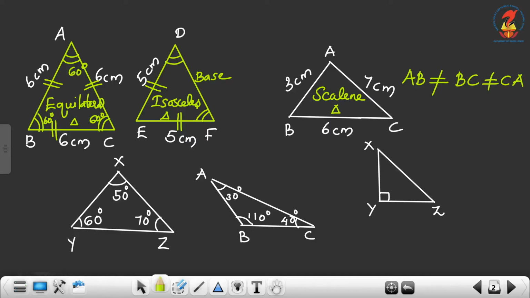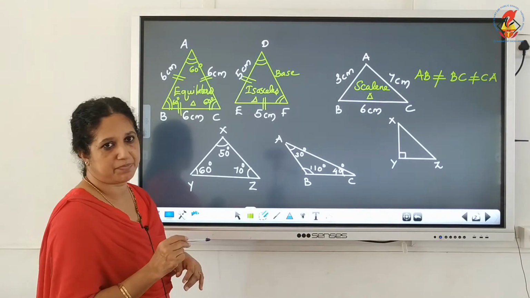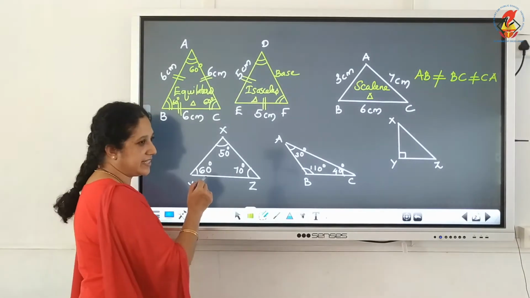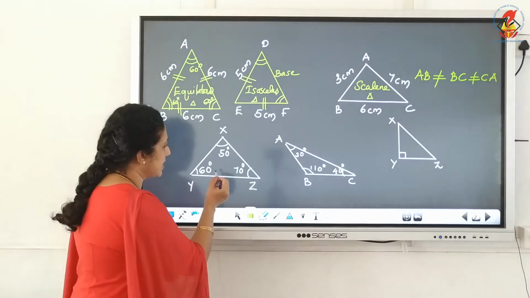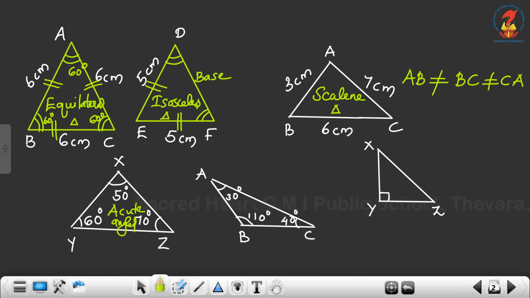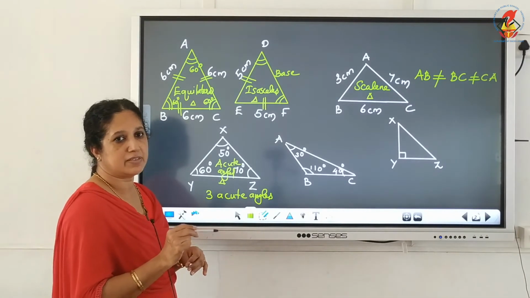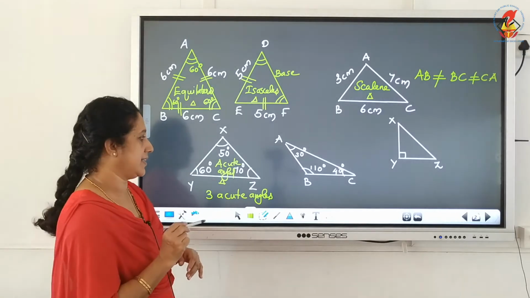Now next, consider the triangle XYZ. So here the angles are given. Now look at the angles. You can see that the measure of each is less than 90 degree. So if each angle is less than 90 degree, we can say the triangle is an acute angle triangle. So you can see three acute angles. So in the case of an acute angle triangle, you can see three acute angles. Acute angle means the angle measure is less than 90 degree.